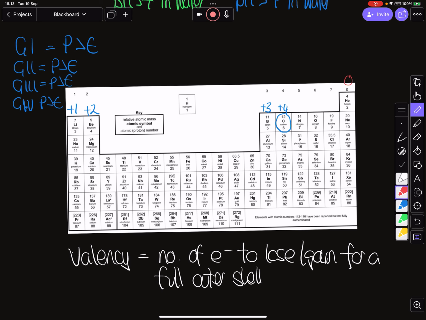They are inert, they don't like to react, they don't need to react because they all have full outer energy levels. So they are very, very happy being as they are.